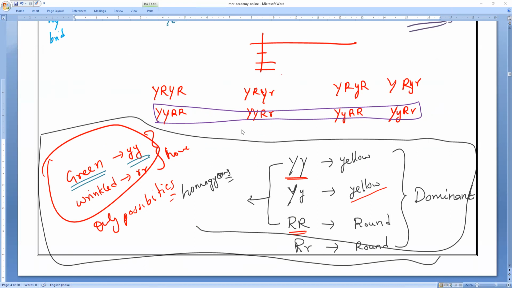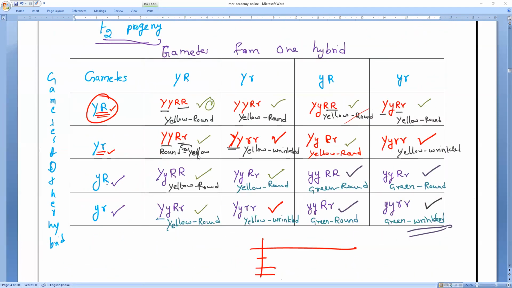This is the dihybrid ratio. If they ask you for pure, then you have to be very, very careful. For example, if they ask you for pure round and yellow seeds, how many? Quickly, who will say first? Harish? 1. Pure round and yellow, what is the ratio? 1.